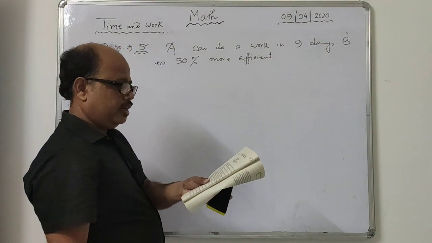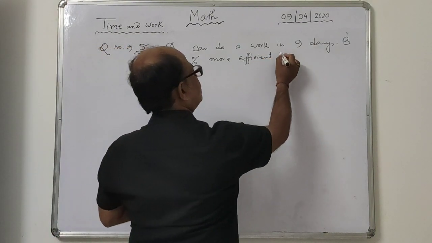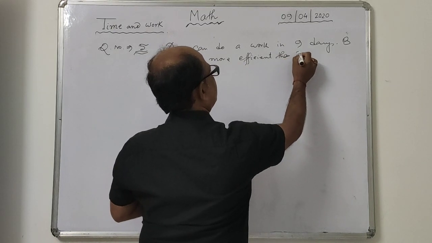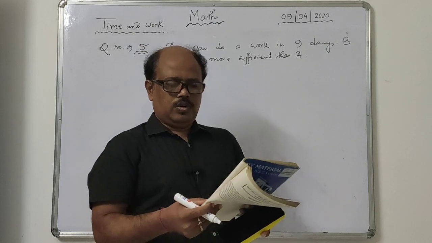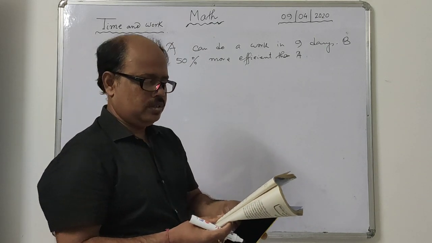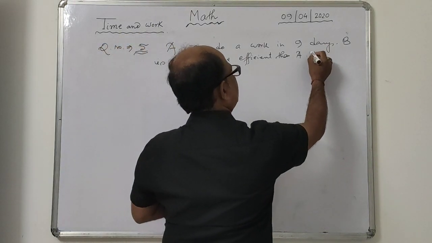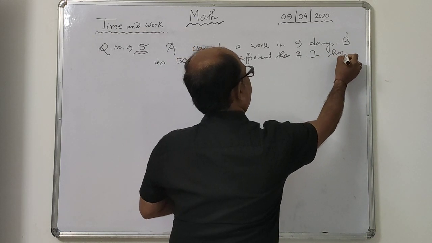More efficient means he does more work than A. In how many days will B alone do the same work?